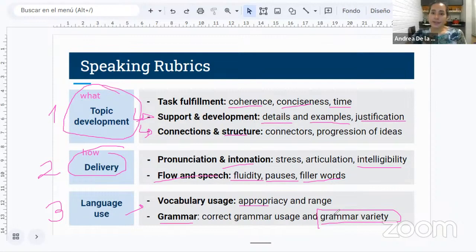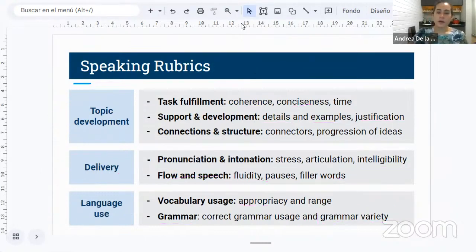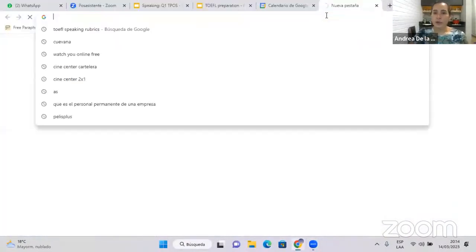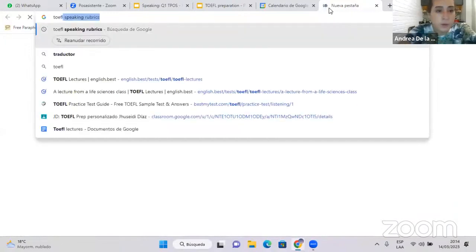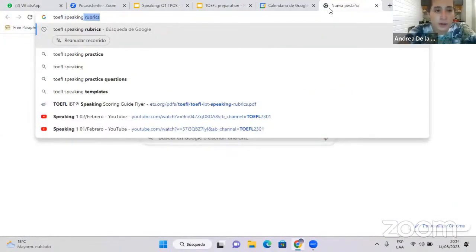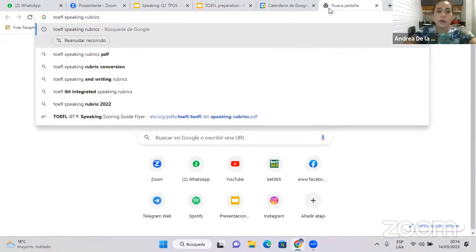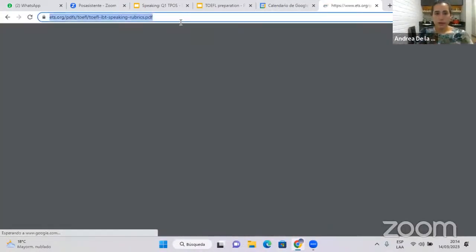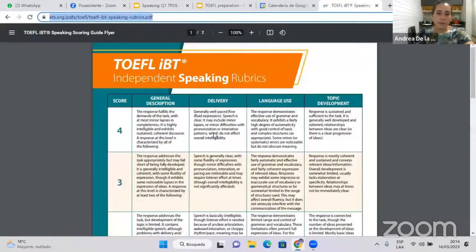Okay, I didn't make this up, I didn't just take some things out of nowhere and put them together. You can find the real rubrics on the ETS website. If you search for TOEFL speaking rubrics, you can find both the rubrics for the independent and the integrated questions. This is the official ETS website. I'm sending you the link in case you want to check it out.